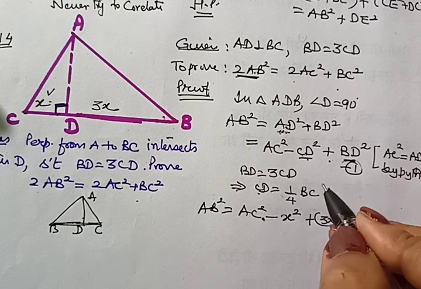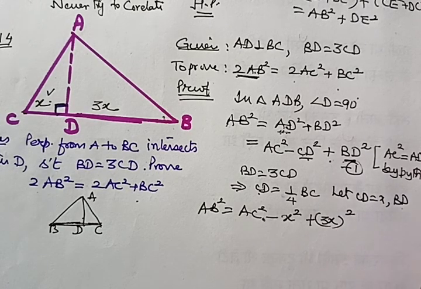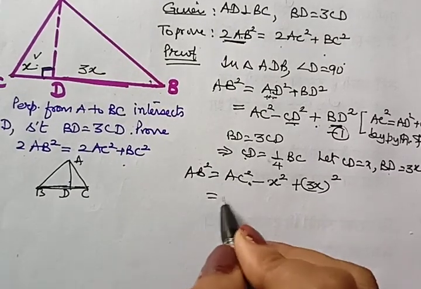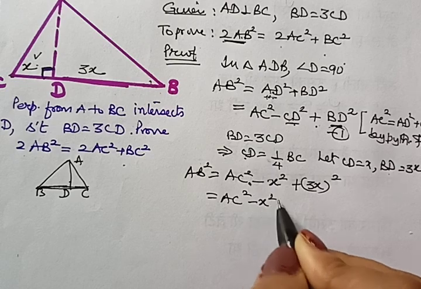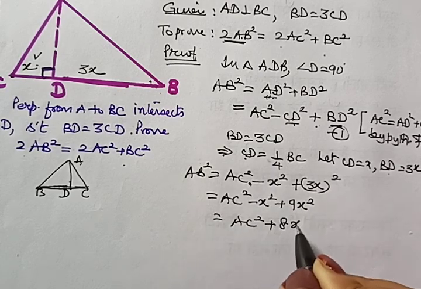Here just let CD is equal to X, so BD will be 3X. It's better to mention this. So what do I get? AC square minus X square plus 9X square, which gives me AC square plus 8X square.